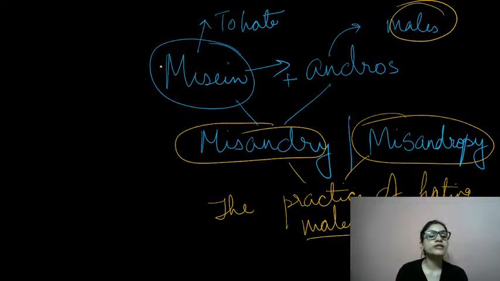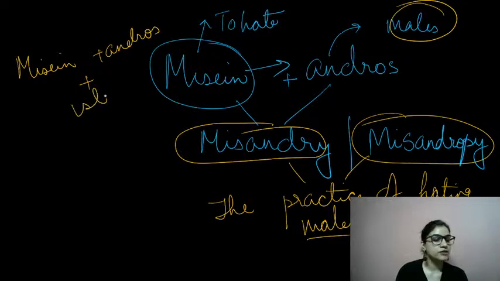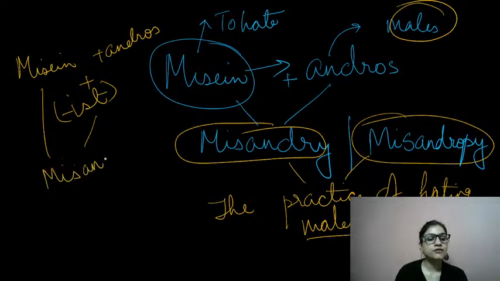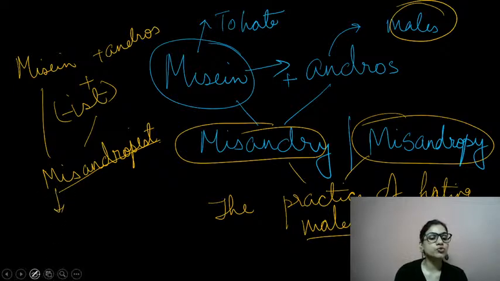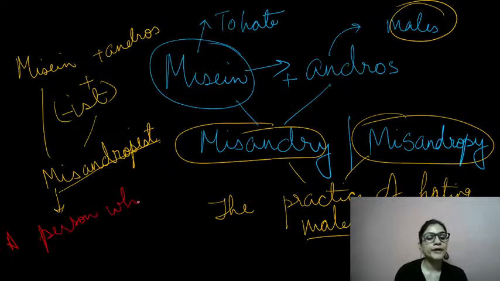Right? Similarly, if I add the word misane plus andros plus ist, what do I get? I get the word misandropist. Right? The word we get is misandropist. This is referred to a person who hates males.